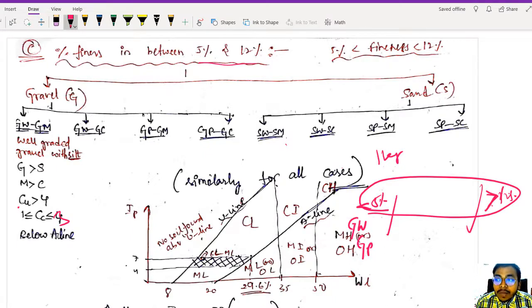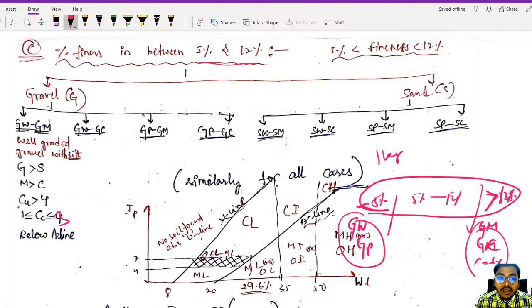In the greater than 12% case, percentage finer greater than 12% case, our gravel was classified into silty gravel, clayey gravel, or GM, GC. Okay, gravel with silt and clay. So in this range 5% to 12%, you just have to combine this. So you can write GW with any one of these, for example GW GM. Okay, what does this mean? Well graded gravel with silt, as simple as that. Okay, well graded gravel with silt, or you can write this term here, well graded gravel with clay. Okay, as simple as that.